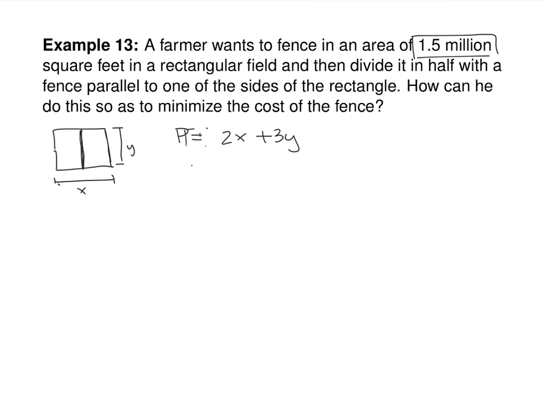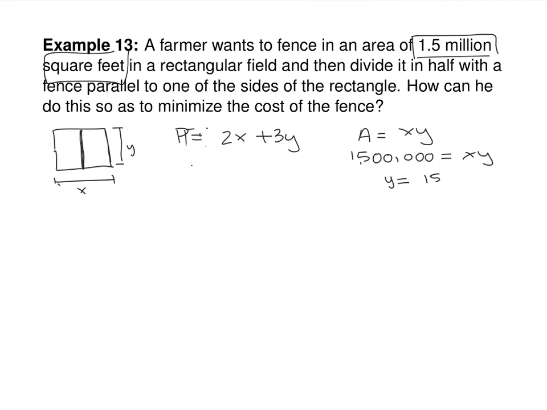Do we know how much fencing we have? No. What's the 1.5 million? It's the area. So the area is equal to xy. How many zeros is 1.5 million going to have? 5. Okay, so let's just solve for y there.